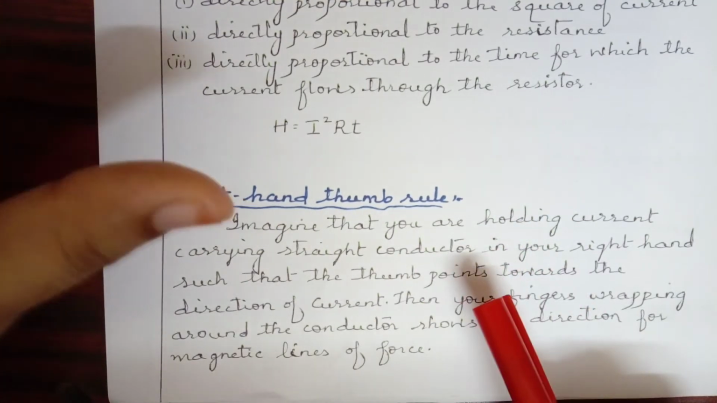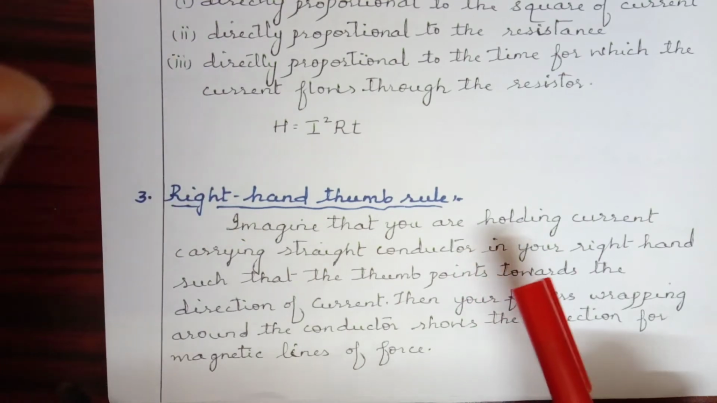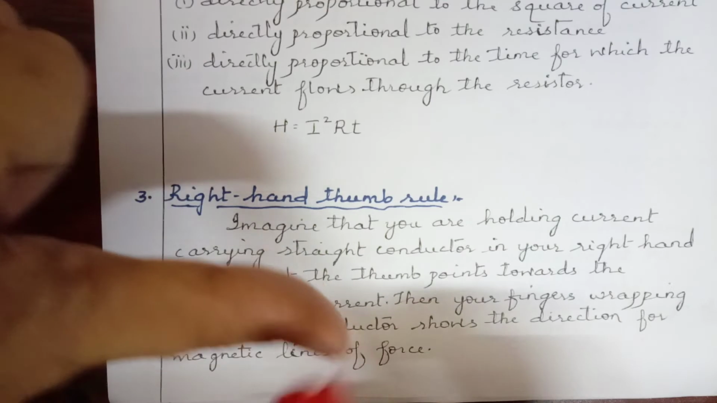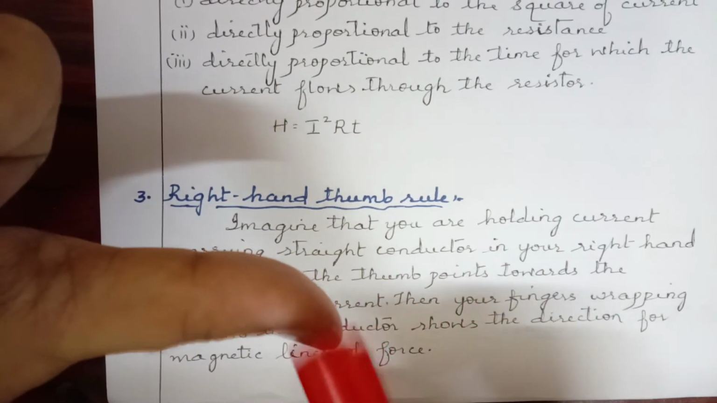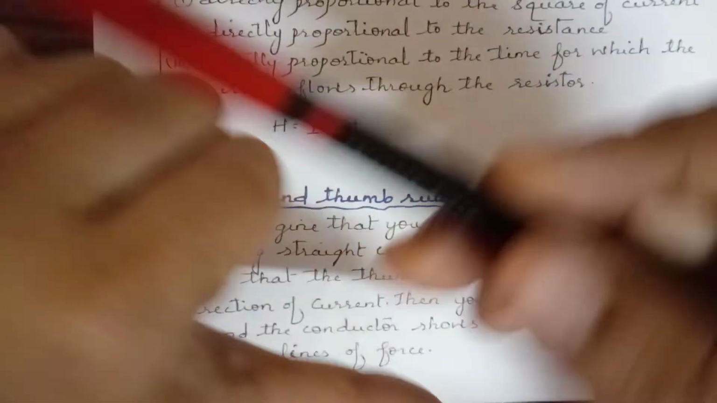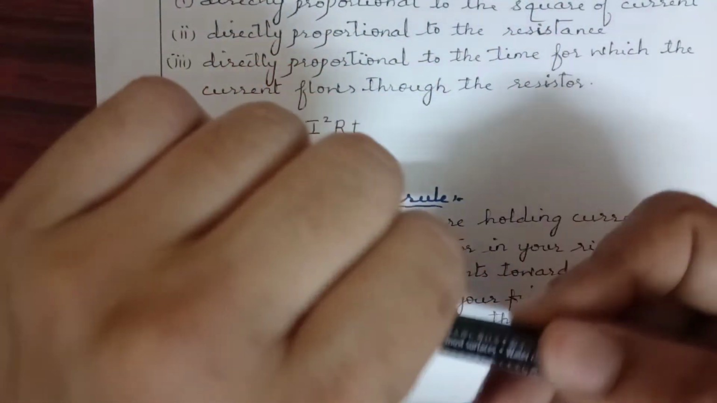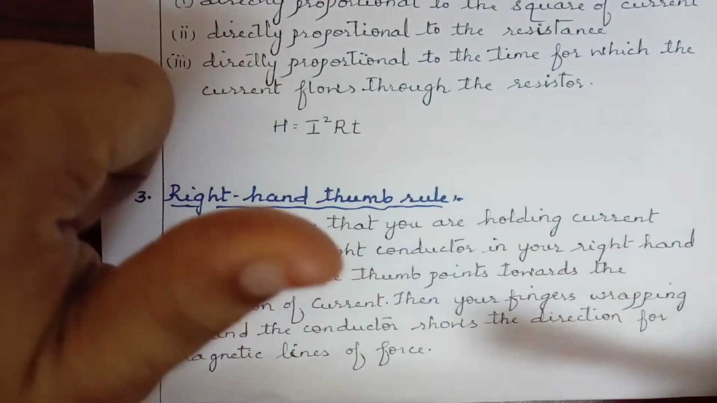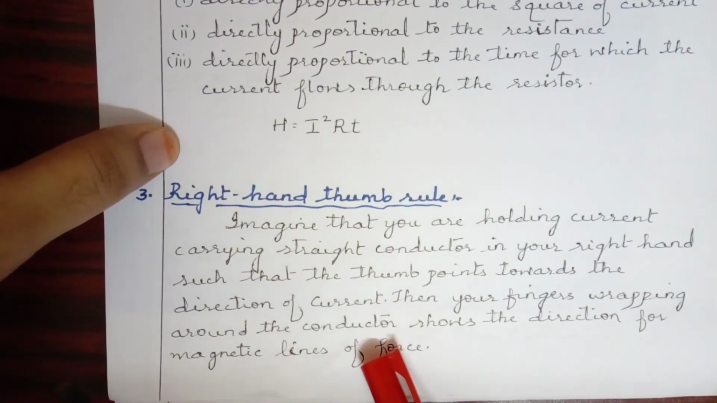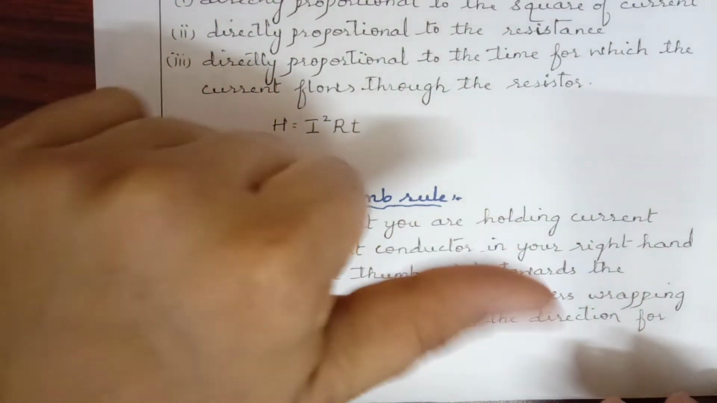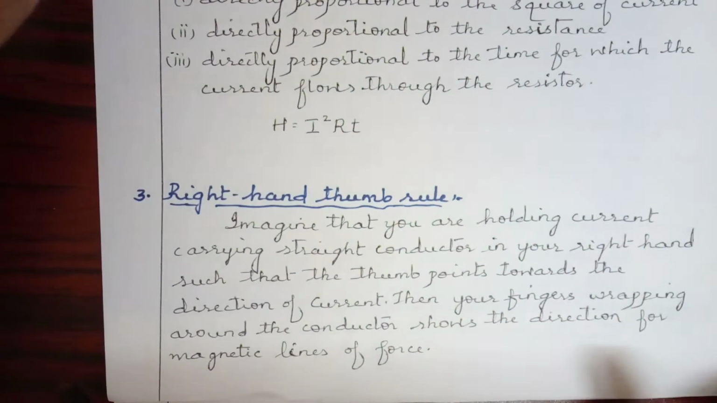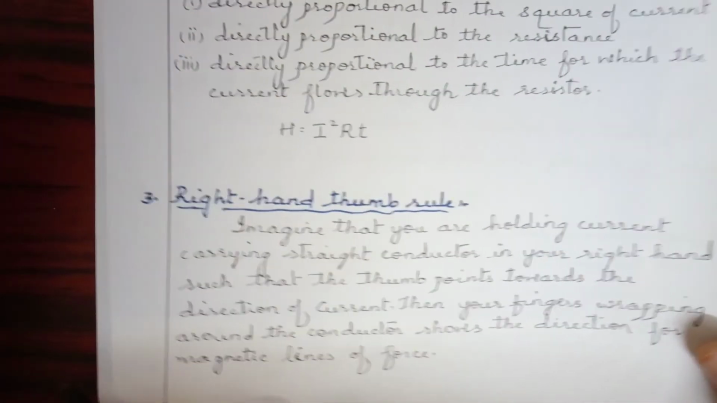If you're holding a conductor carrying current in your right hand in such a way that your right hand's thumb is pointing in the direction of the current, then the fingers are going to point out the direction of the magnetic field or magnetic lines of force. So just remember, you give a thumbs up, that is the right hand thumb rule, nothing else. You need to remember thumbs up.